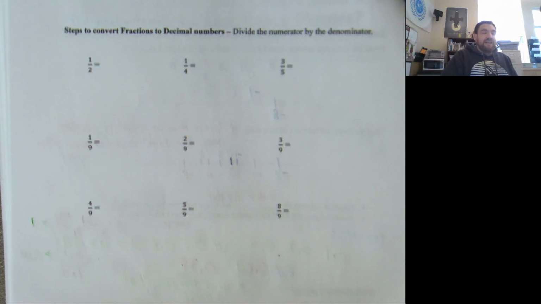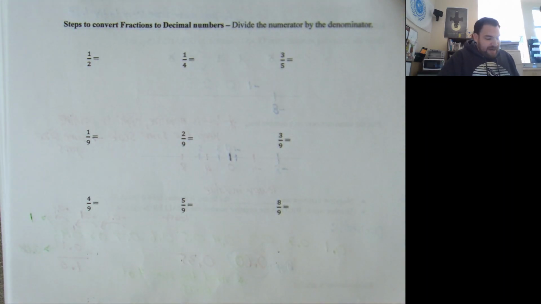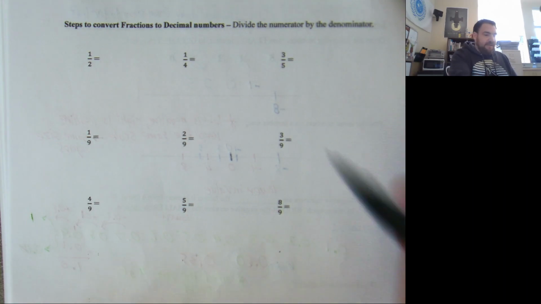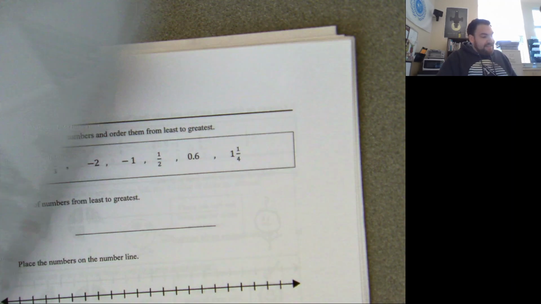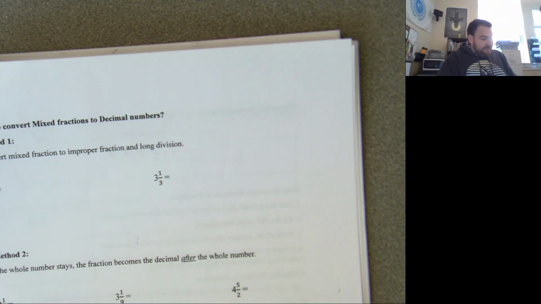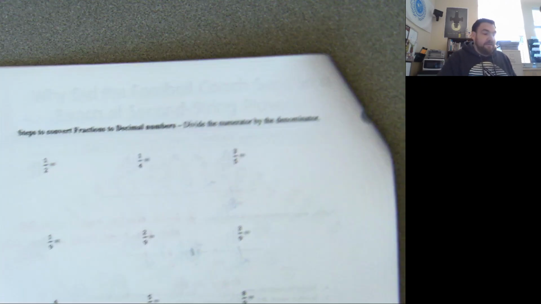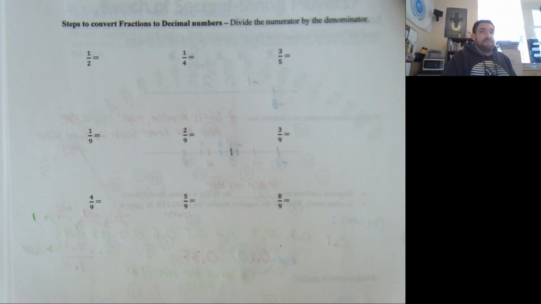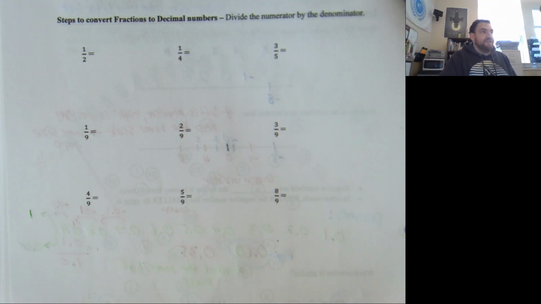Okay, I would like you guys to find this page in your notes. On the bottom it says page number 18. On the top it says steps to convert fractions to decimal numbers. First, I'm going to show you a technique, some things that will make your life easier, and then I'm going to show you a shortcut. Well, first the long cut, then the shortcut. Okay, so here we go.